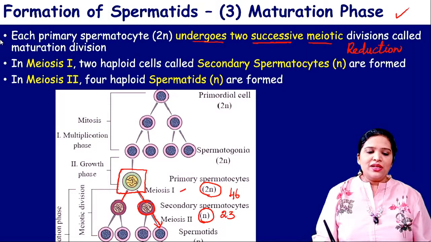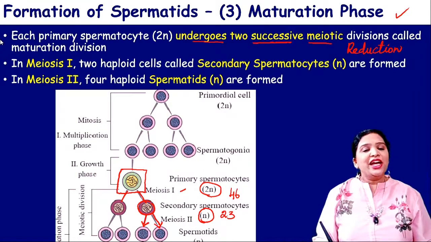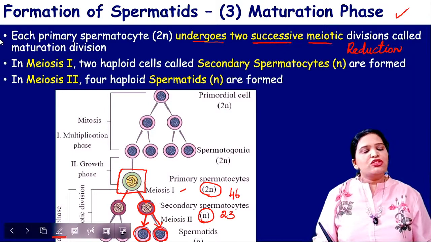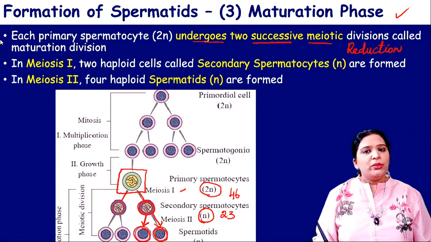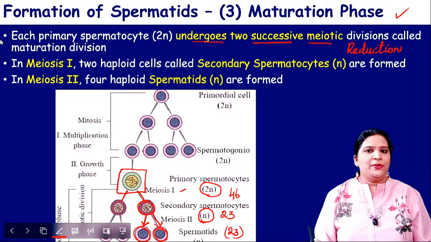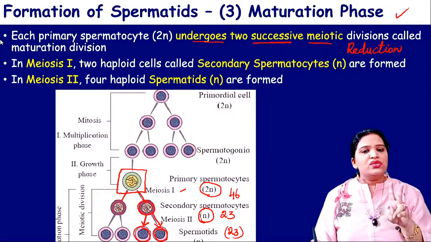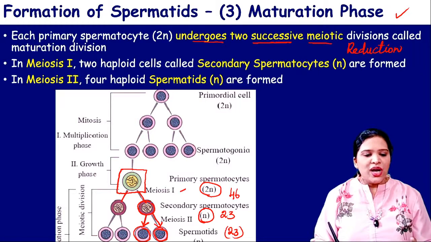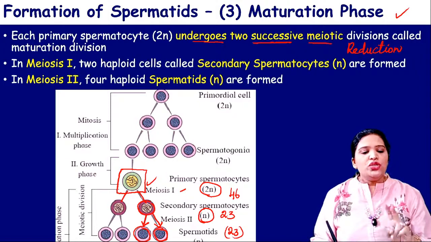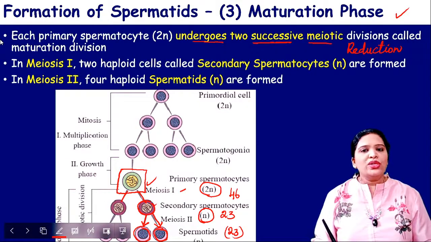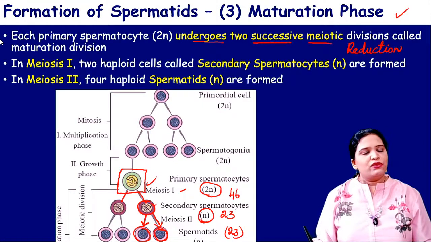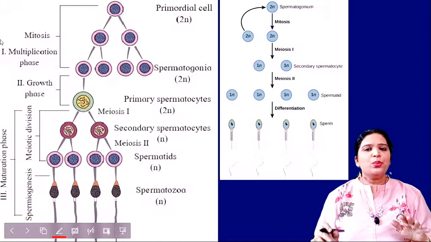Again, immediately it undergoes a second cycle of meiotic cell division. It becomes another two cells. Okay, so this is called meiotic division 2. Here also the chromosome number will be 23, right? So at the end of these two successive meiotic divisions, if one primary spermatocyte is there, it becomes two spermatocytes and four spermatids. That means at the end of this maturation phase, 4 spermatids are formed. Okay, understand? Very easy, guys.